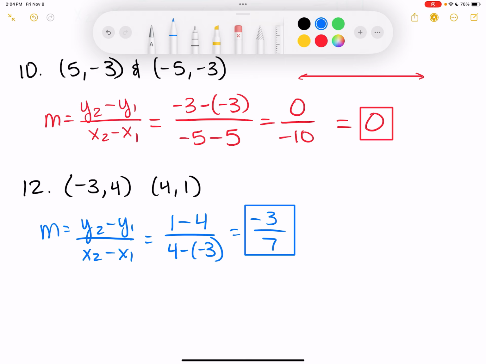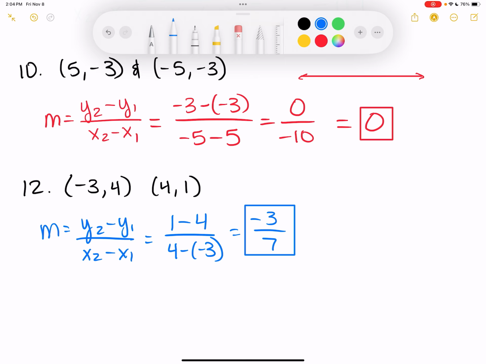All right, what do we get? Seven over negative 3. I got negative 7 over 3. I got negative 3 over 7. I got negative 7 over 7. I got 7 over negative 3. All right, all right, all right. Who's right?